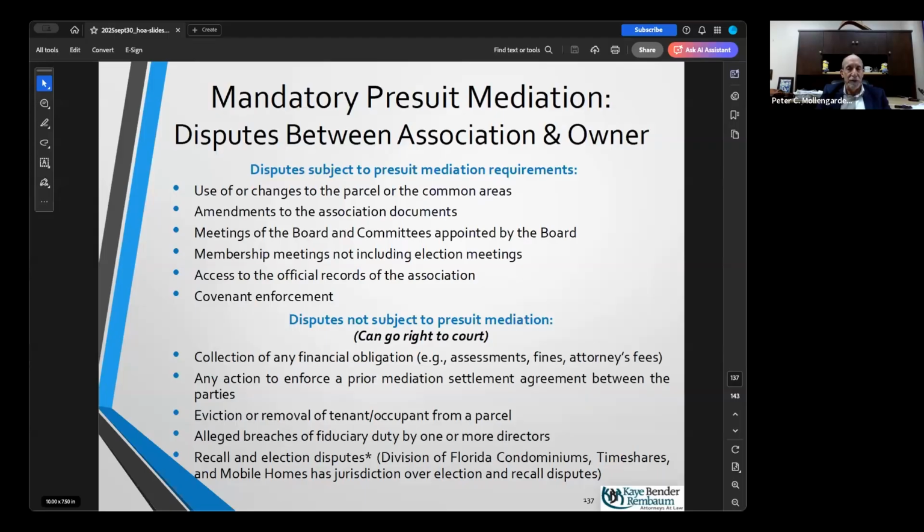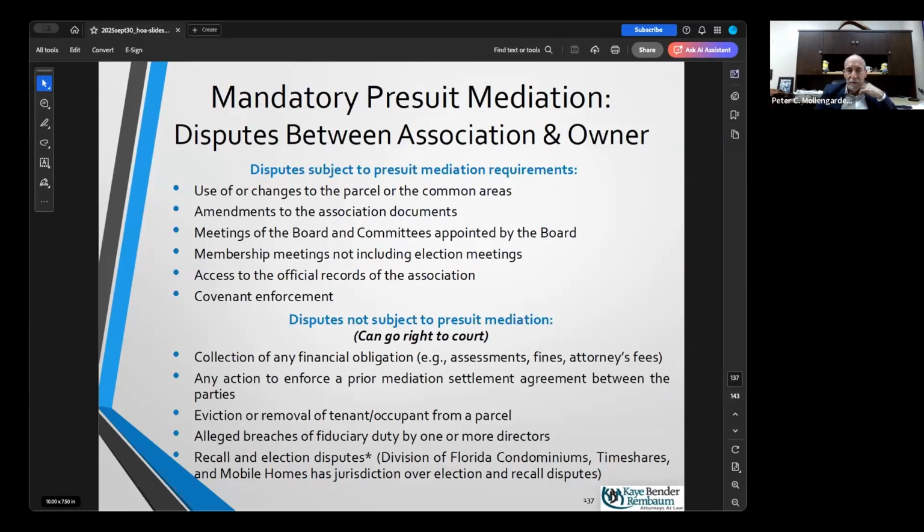So what's subject to pre-suit mediation before you can sue? These bullet points. If the dispute concerns use or changes to the parcel or the common area, amendments to the association documents, meetings of the board and the committees appointed by the board, membership meetings, not including election meetings, because election meetings are done through the division, as we mentioned before, access to official records, and covenant enforcement. All that is subject to pre-suit mediation before litigation.